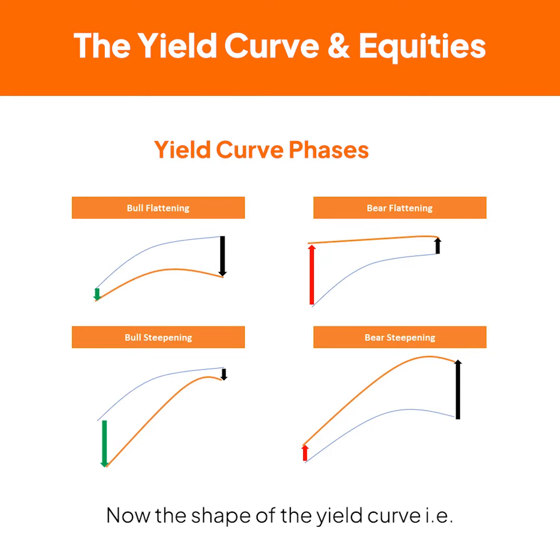Now, the shape of the yield curve, i.e. the difference between long-end rates, e.g. 10-year Treasury bonds, and short-end rates, e.g. 2-year Treasury notes, is also sending the market a message on growth expectations versus financial conditions.